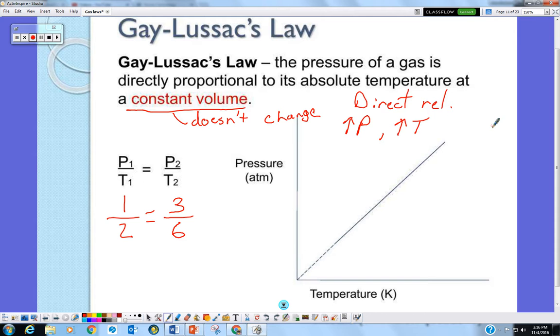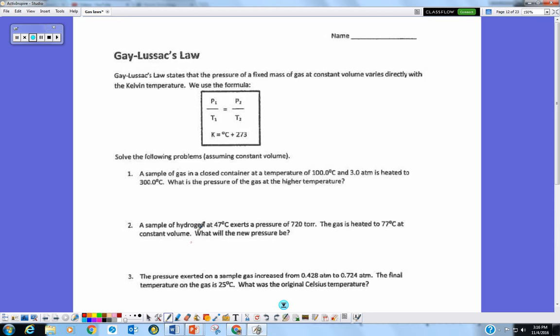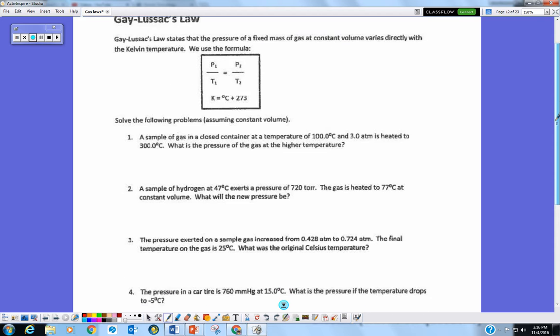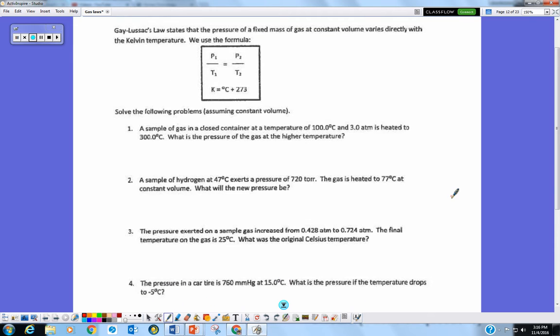However, whatever our slope is going to be. All right, so let's look at one of these as a problem. Work this together. Again, since we're dealing with temperature, remember to convert to Kelvin.